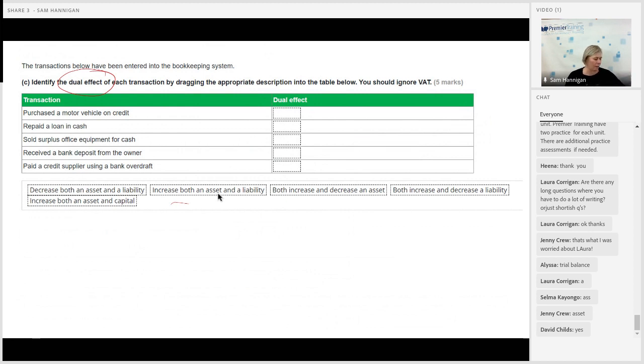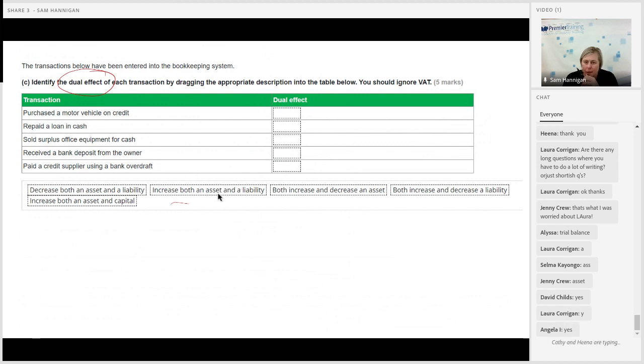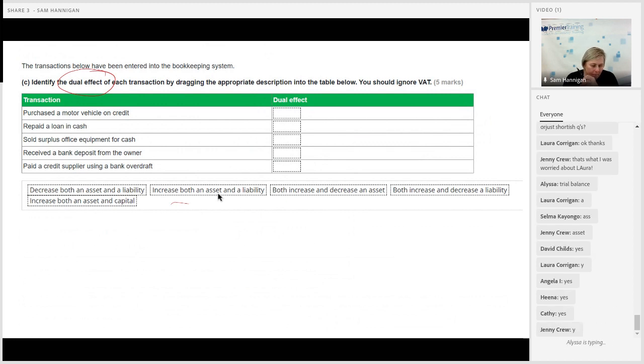Okay, let's look at the next one then. We've repaid a loan in cash. So cash is an asset. The loan was a liability. Your assets have gone down and now your liabilities have gone down. So you've decreased both the asset and the liability. Okay? Is it making sense? Some of you've gone really quiet. Yeah? Brilliant. Okay then, so we've sold surplus office equipment for cash.